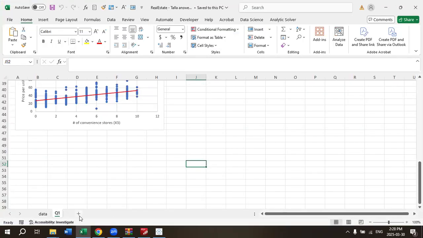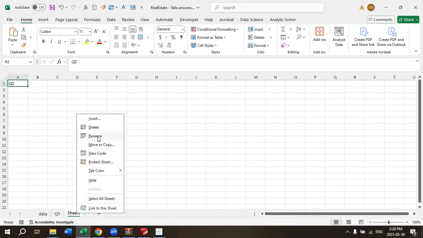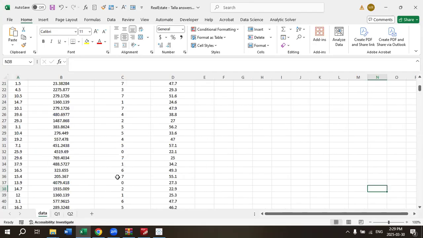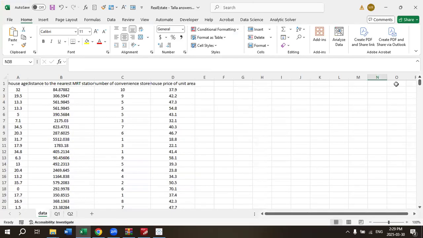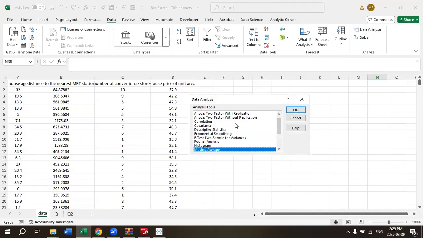For question number 2, I'm adding another worksheet here and renaming it Q2. In Excel, there is an Analysis ToolPak. If I use the Analysis ToolPak, I can get the correlation very easily. Click on Data, click on Data Analysis, and then go to Correlation. This is the correlation, so click OK.